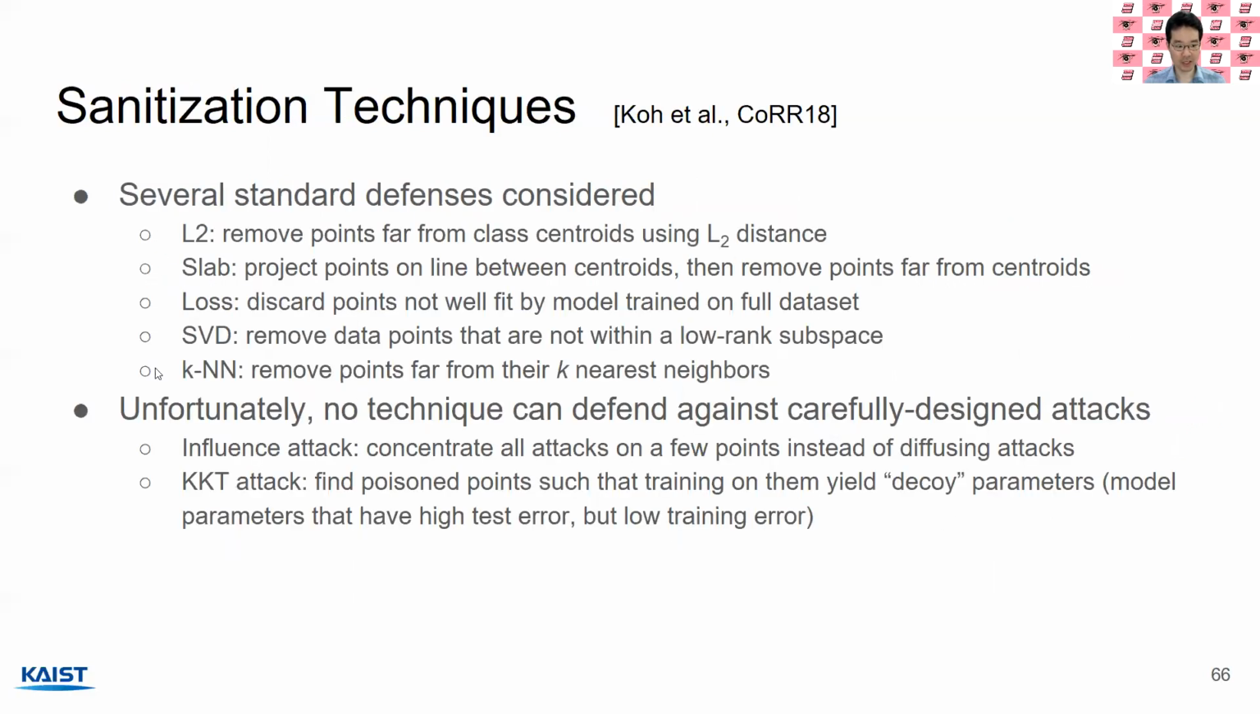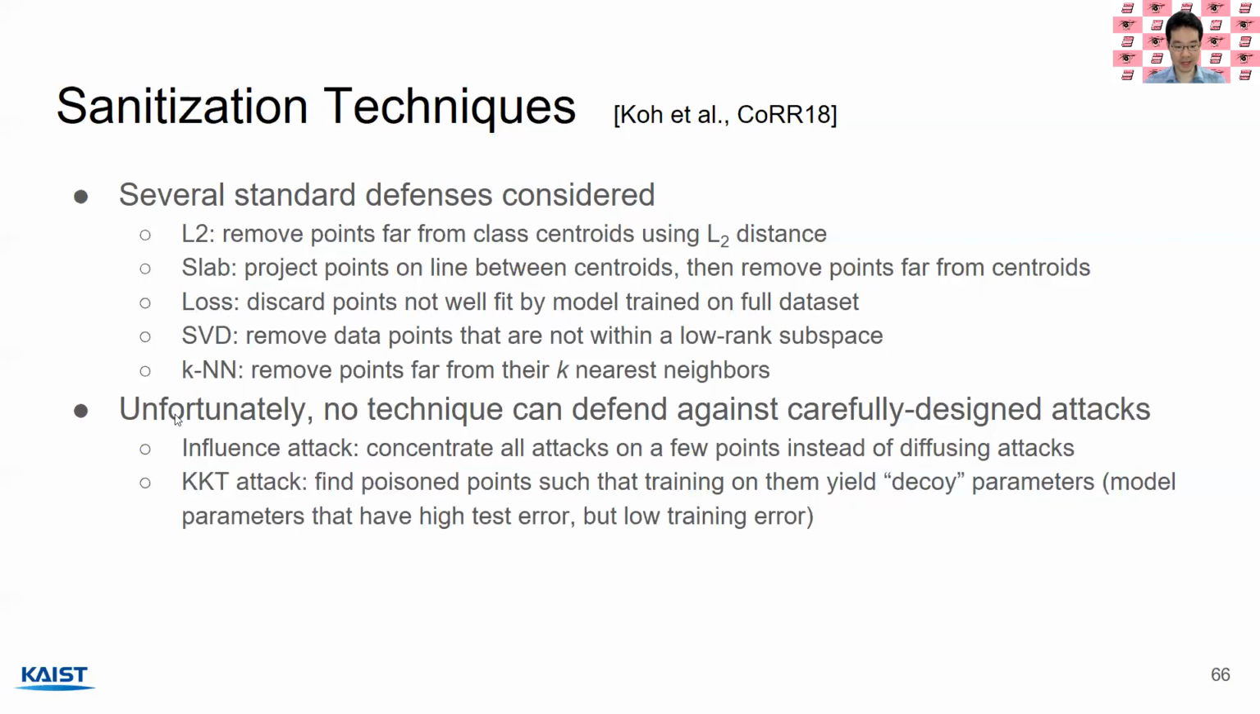Now, there have been a lot of sanitization techniques proposed throughout the years. And recently there was a study evaluating all of these defenses by developing attacks and seeing if the defenses worked or not. This is just like the clean ML work; this is an extensive evaluation on data sanitization. I'm going to briefly describe some of the standard defenses used here. L2 is removing points that are far away from class centroids using L2 distance. Slab is to project points on a line between centroids and then remove points that are far away from the centroids. Loss is to discard points that are not well fit by a model that's trained on the entire data set, and so on and so forth.